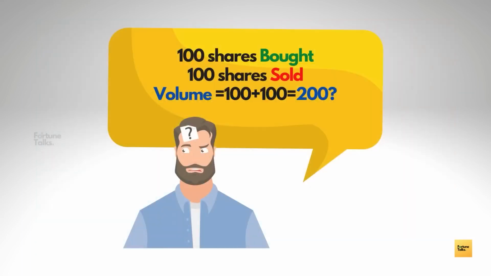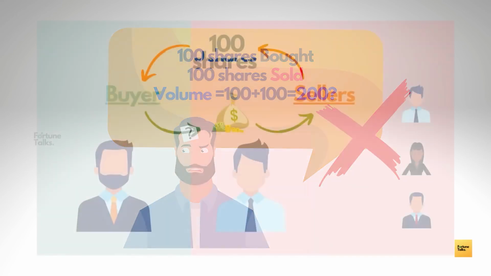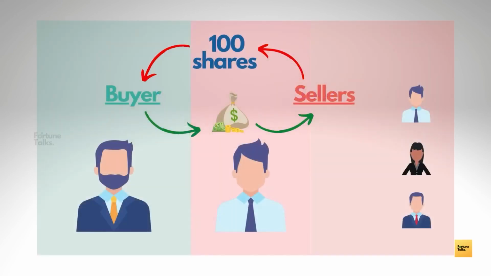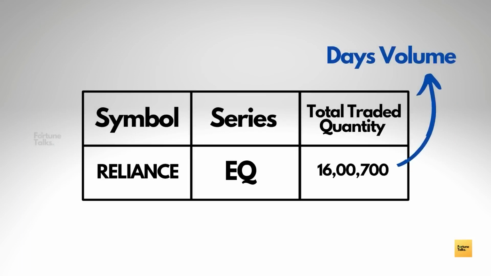Now many people tend to assume the volume and count it as 200 because 100 were bought and 100 were sold. But this is not the right way to look at volumes, because only 100 shares transferred hands from one person to the other. With that being said, the volume information on its own is quite useless. For example, we know from the NSE website that volumes on Reliance India for this particular day is 16,700,000 shares.